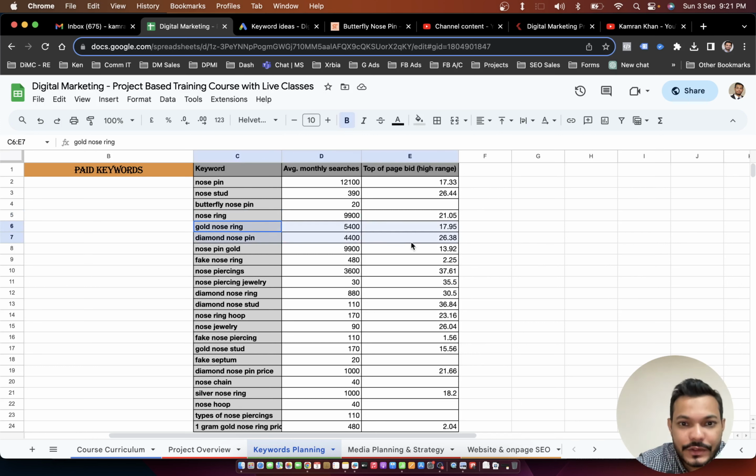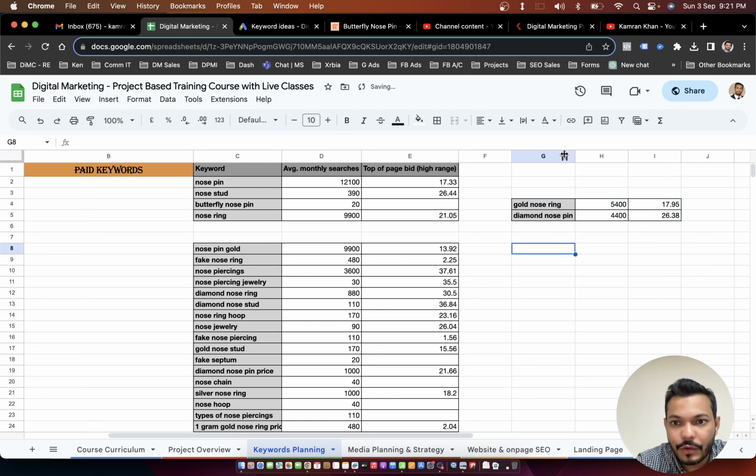Okay, we cannot use these 2 keywords. In fact, we should be adding gold and diamond nose ring in the negative, because this ad is for people who are searching for the gold and diamond pins. So chances are very less that these people will also buy rings from you, because they are technically looking for the gold and diamond rings.